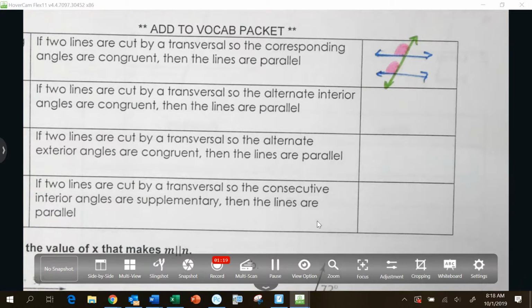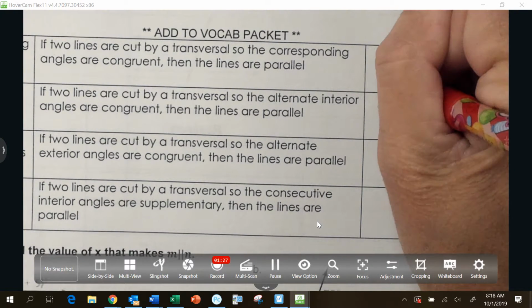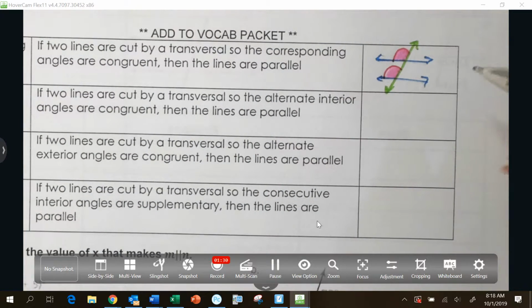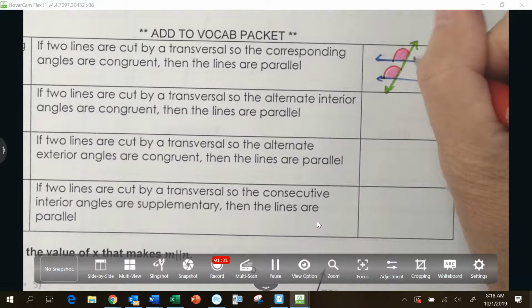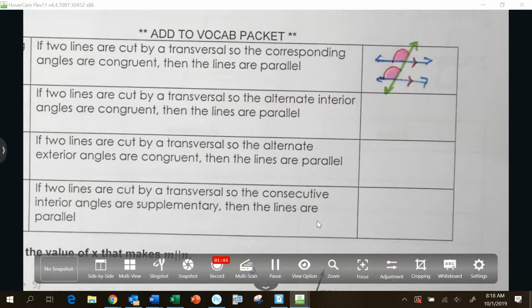If we find out that these two corresponding angles are congruent, then that's going to tell us that these lines are parallel. So it's backwards. Yesterday we were saying they are parallel, which makes the angles congruent. Today we're saying if they're congruent, then the lines are parallel. So it's the exact same stuff, just backwards, converse.